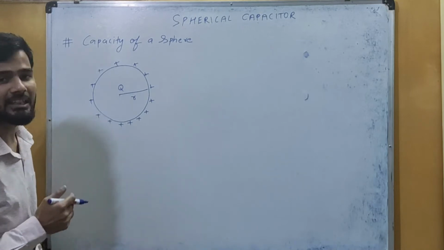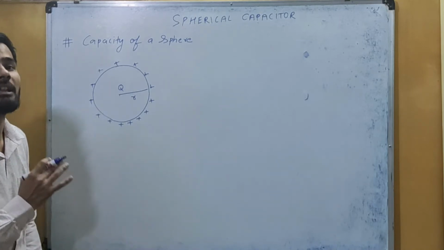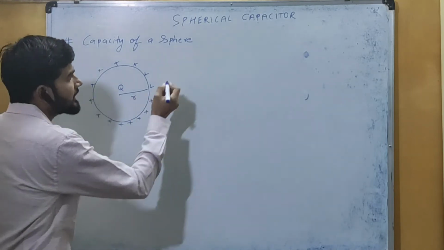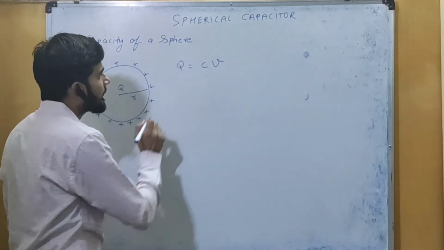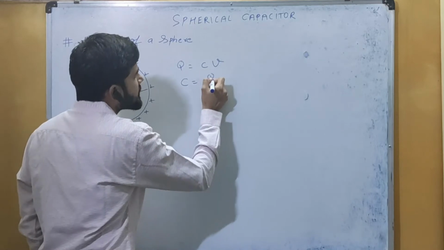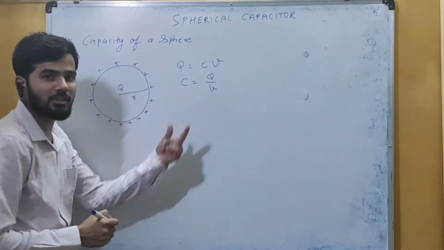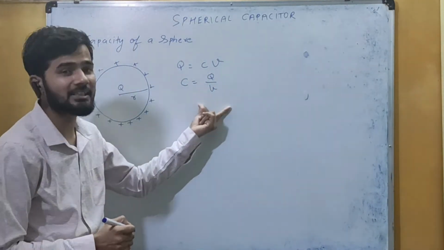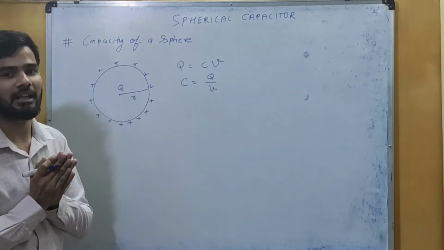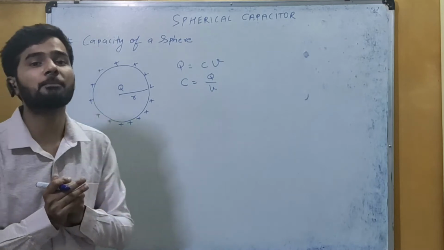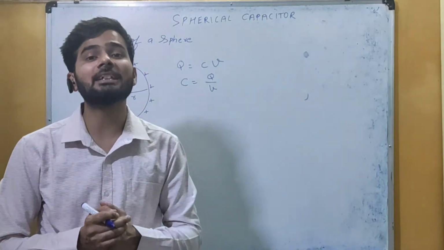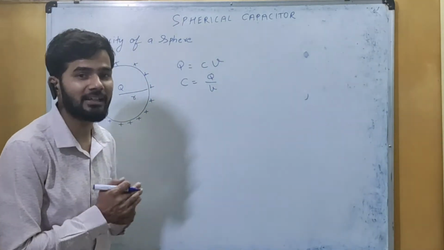Now we have to find the capacity of this single conductor. Here we have Q equals CV, so the capacitance will be equal to Q by V. Q is the charge on that conductor and V is the potential on that conductor. Now Q we have, but we don't have the potential. So we have to calculate the potential for this spherical conductor.